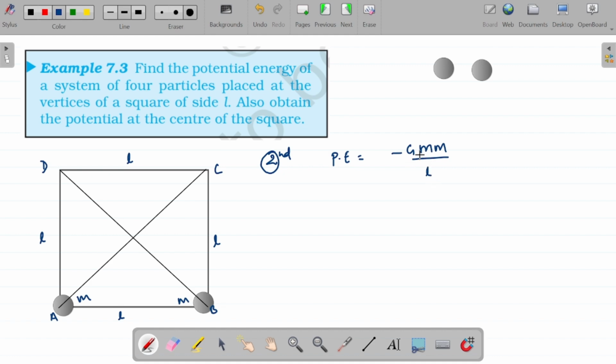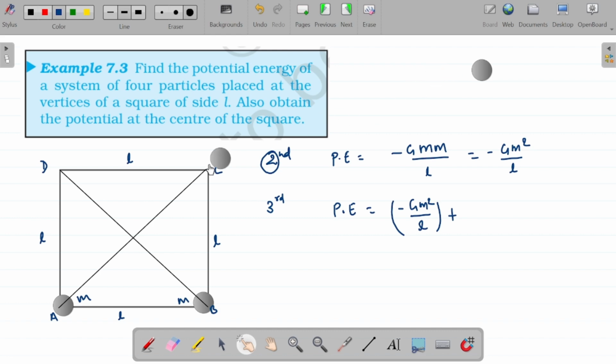So minus G m into L. So we can write minus G m square by L. Now, what about bringing the third one? If we are bringing the third one, the new potential energy will be minus G m square by L. This is already here.